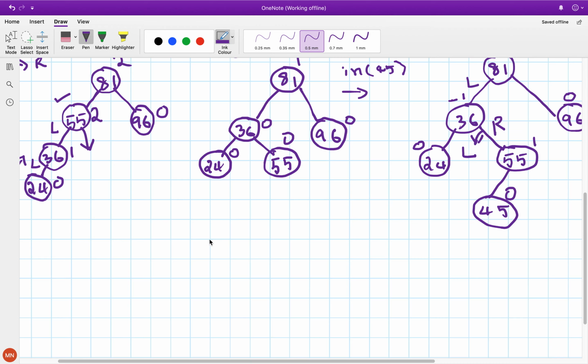Now okay, I will draw it here. So I have 81, then I have, instead of 36, I will have 55. On the right side I have 96.